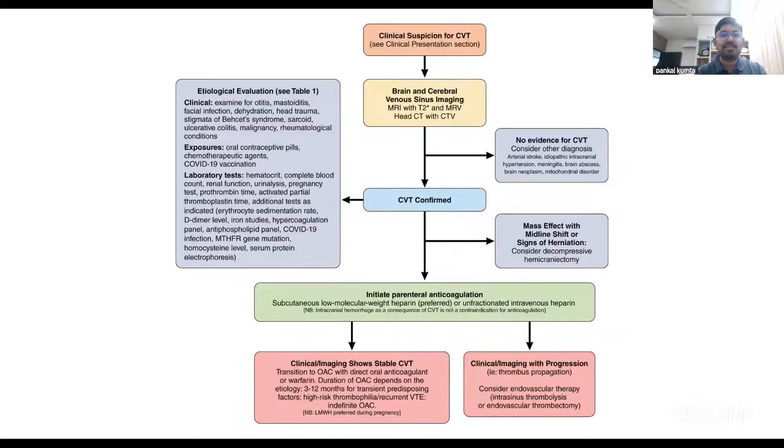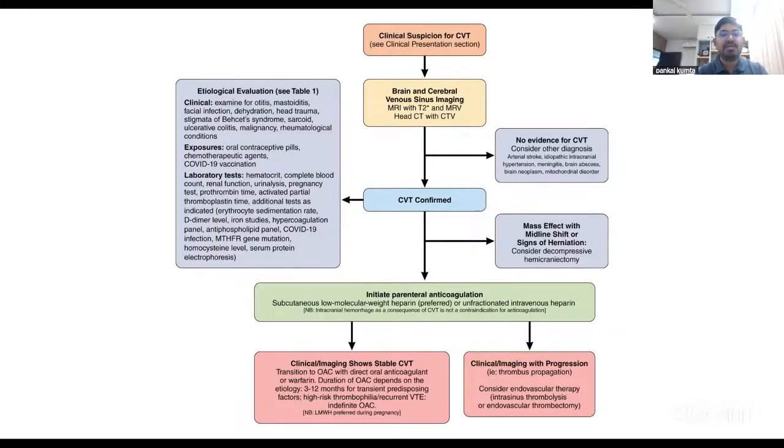The etiological causes can be any secondary infections like otitis, mastoiditis, any infections, dehydration, head trauma, any hypercoagulable syndrome, sarcoids, ulcerative colitis, malignancies, rheumatoid conditions, pregnancy, any exposure, as we spoke about, peripartum, postpartum, use of oral contraceptive pills, which are a very high risk factor, chemo drugs, and unfortunately COVID vaccination related thrombosis. These are common problems which we used to see much earlier when the pandemic was there, but now comparatively, since the vaccinations have come down, I think overall that risk has also reduced, but still persists in quite a few patients.